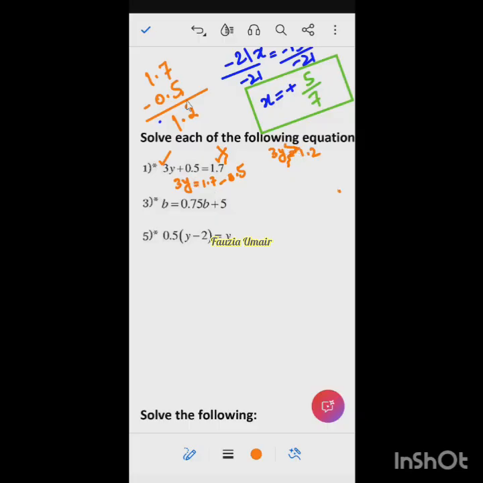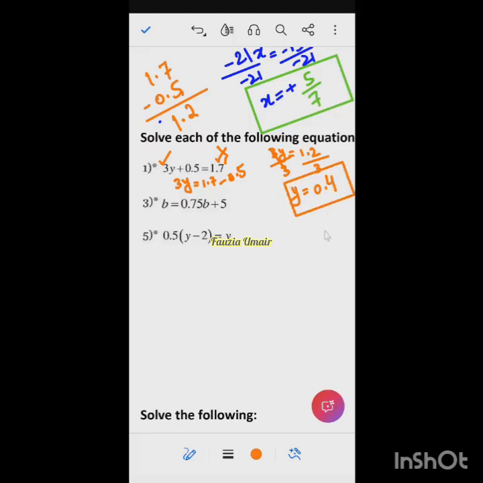3y is 1.2. Now which step are we left with? हमें तो y की वैल्यू चाहिए ना बेटे. So what to do? We divide both sides by 3, so that this 3 is cancelled. So now y is equal to 1.2 divided by 3, 0.4. What is the value of y?